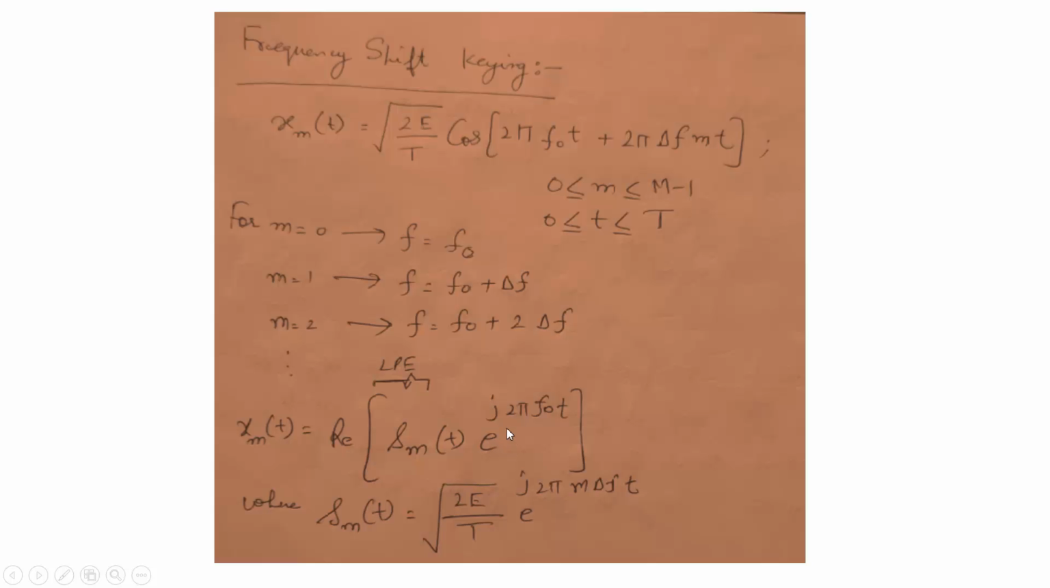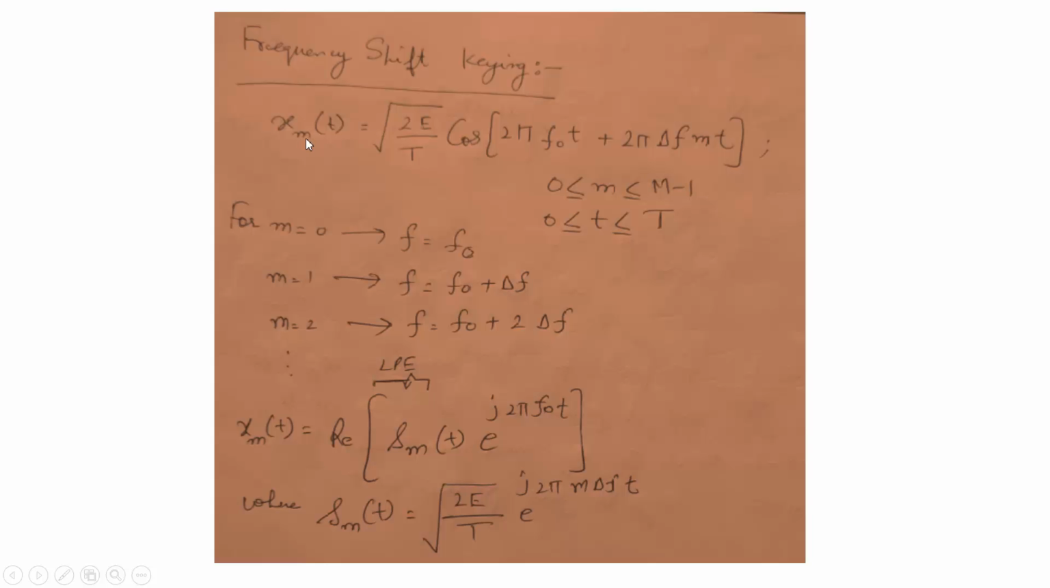Once you open up this e to the power j 2 pi f naught t, right, and this factor, you will get this cos. The argument will be the same once you take the real part of this expression, where s_m(t) is given by this expression representing e to the power j 2 pi m delta f t, right? So that means in frequency shift keying, what we are doing is that we are using the frequency as a parameter to represent different combinations of bits to be transmitted onto the channel.